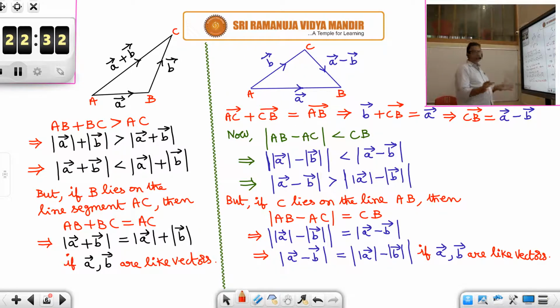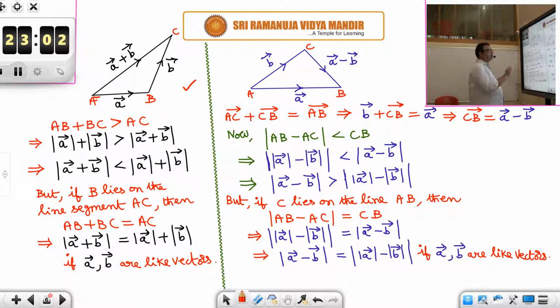Okay, so this is very simple, don't worry. See this diagram first. AB bar is A bar, BC bar is B bar. So AC bar will be A bar plus B bar. This law is called which law? Triangle law of addition of vectors. AB bar plus BC bar is equal to AC bar.